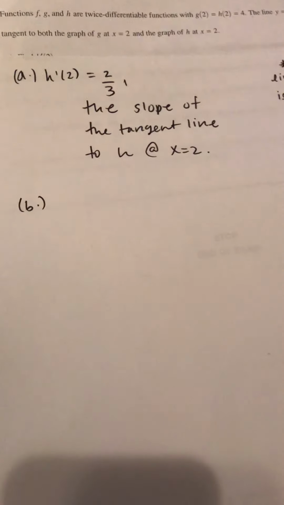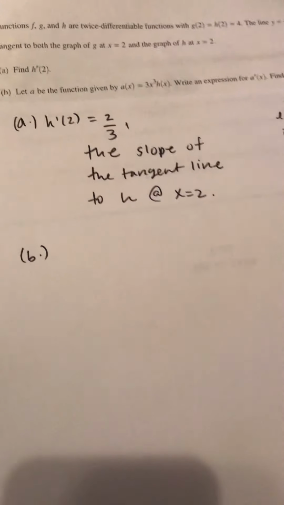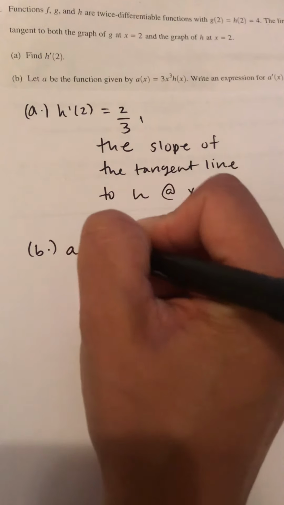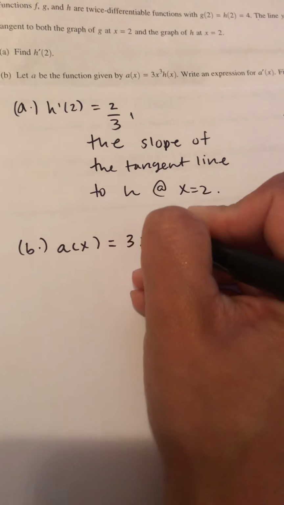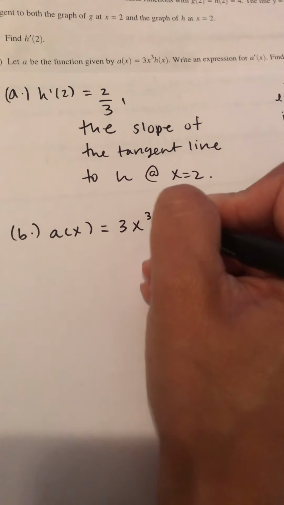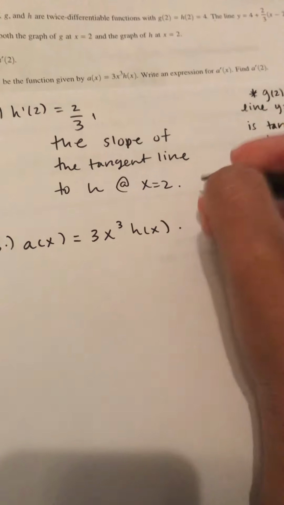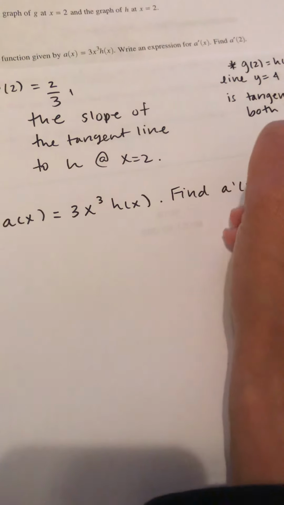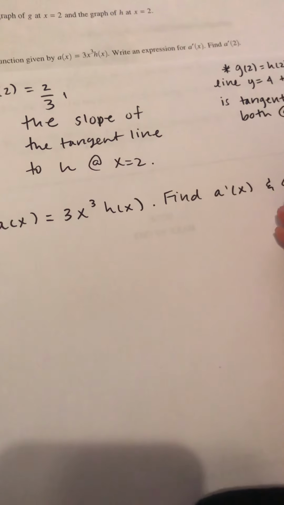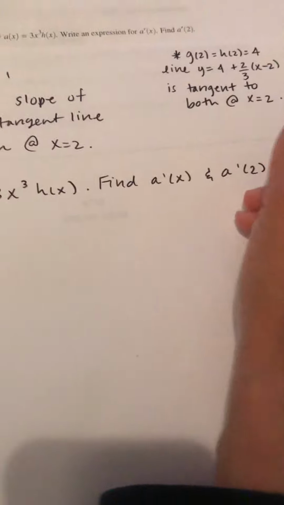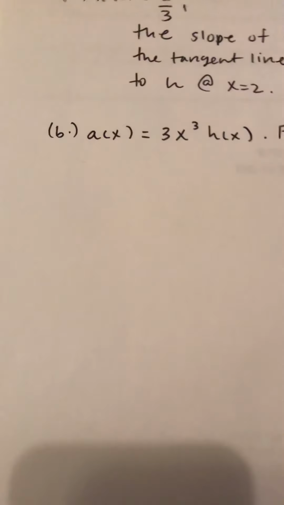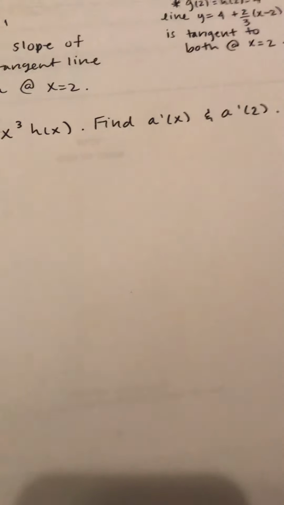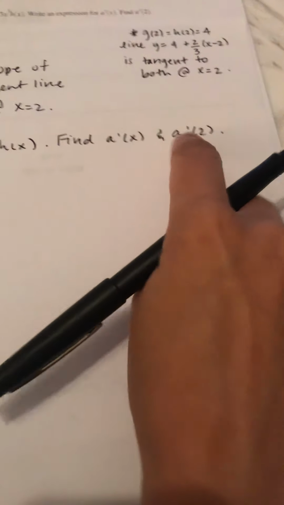Part B, you have, let a be the function given by this. I'm just going to rewrite it. So a of x is equal to 3x cubed times h of x. So this is saying find a prime and a prime of 2. Okay, so I'm given a of x. I'm looking for an expression for a prime. And then finally, whenever I have it, plug in 2 into that expression.